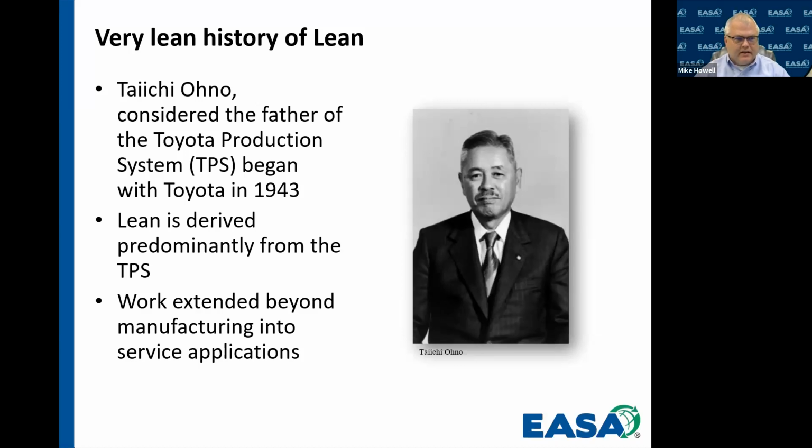And then in the early 1940s, and in post-war times, Toyota began the Toyota production system. One of the most key individuals in that development was Taiichi Ohno. And what we now call lean is derived predominantly from the Toyota production system. So this work, although it began in manufacturing, certainly extended far beyond into other work environments, including service as well, and healthcare. Been really big in healthcare.